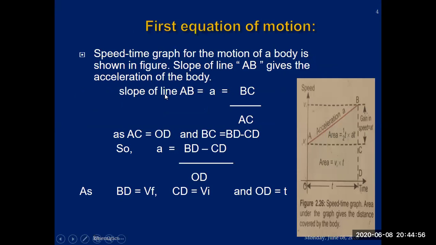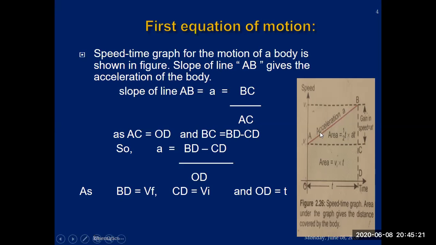This is the first equation. Speed time graph for the motion of a body is shown in the graph. Slope AB gives the acceleration of the body. How do you calculate it? BC divided by AC, perpendicular divided by base. So this is equal to the third one, that is a. This is the slope formula to calculate slope.